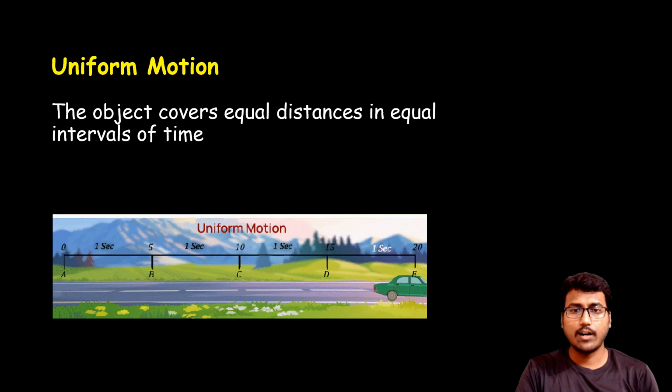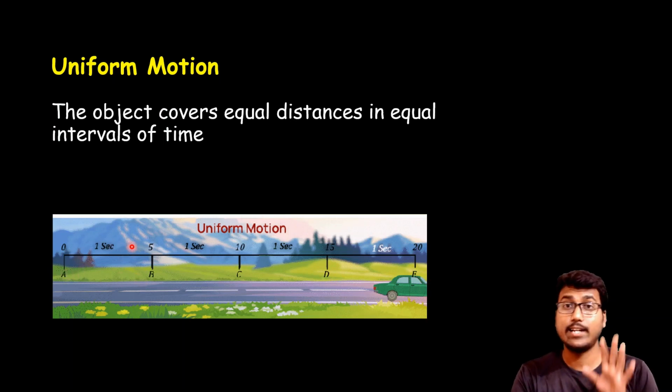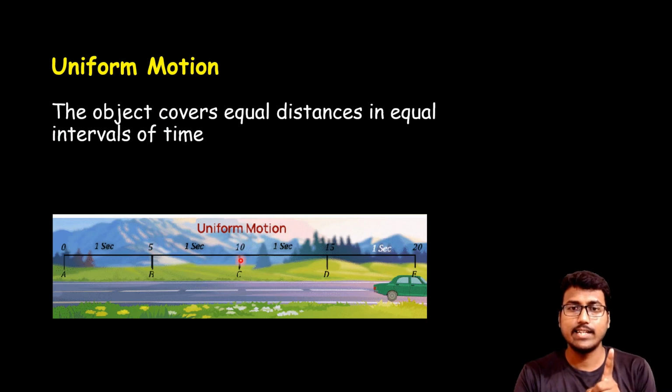Here there was a car which has traveled from point A to B, then C, D, E. From A to B, it has taken only 1 second, which is a 5 meter distance. Then the next one is another 5 meters, one more second. Next 5, one more second. Next 5, one more second. So it has covered 5 meters in each second. So this is called uniform motion.